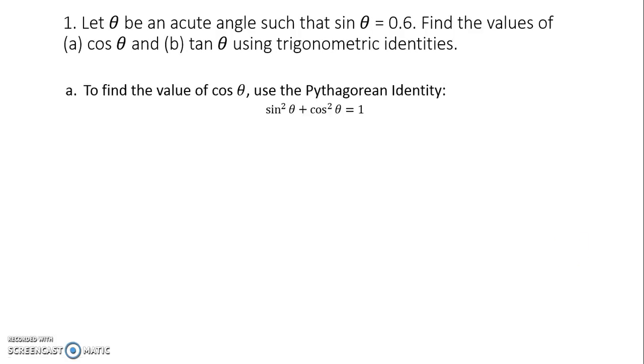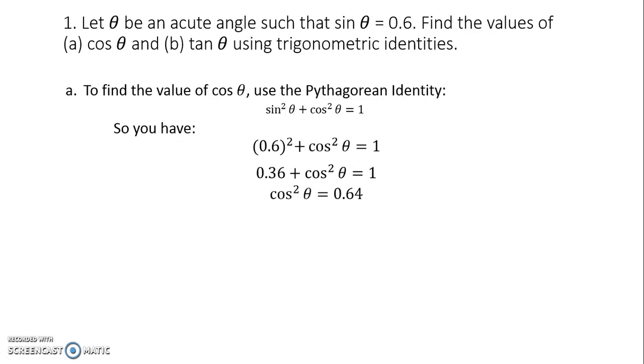Sine squared of theta plus cosine squared of theta equals 1. So with what I know, sine is 0.6. So sine squared of theta has now become 0.6 squared, plus cosine squared of theta equals 1. 0.6 squared is actually 0.36. Subtracting that over, I'm going to get that cosine squared is 0.64. Taking the square root of that, I'm going to get that cosine is 0.8.